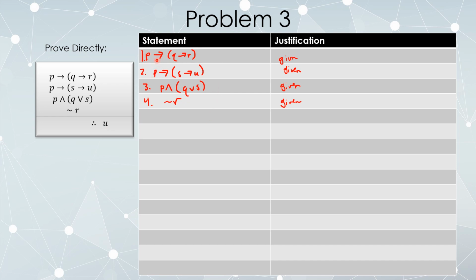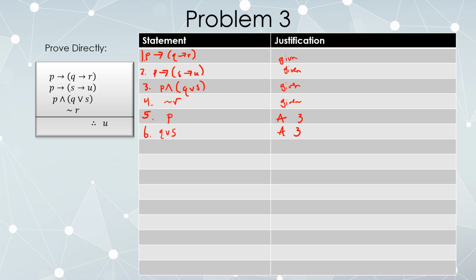So notice that we have two conditional statements whose hypothesis is P. I'd like to apply modus ponens to these, but what I need to get out is a P. Thankfully, in line 3, we have P and Q or S. So in line 5, if we specialize line 3, we can extract P. We can also specialize line 3 to get out Q or S. Okay, so line 3 says P and Q or S, so we can get out the P and we can get out the Q or S for the same justification, specialization on line 3.